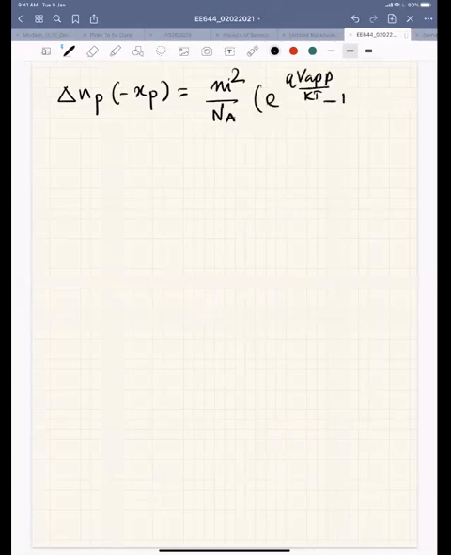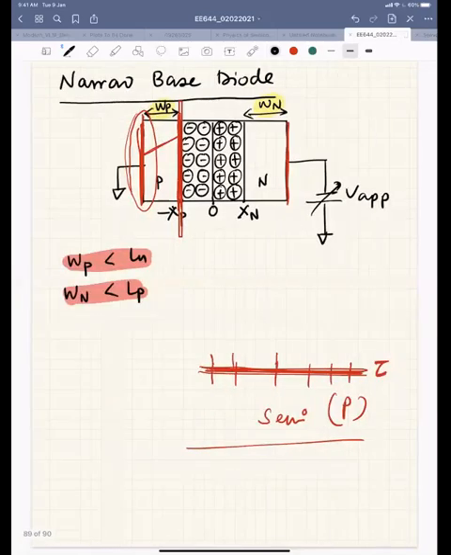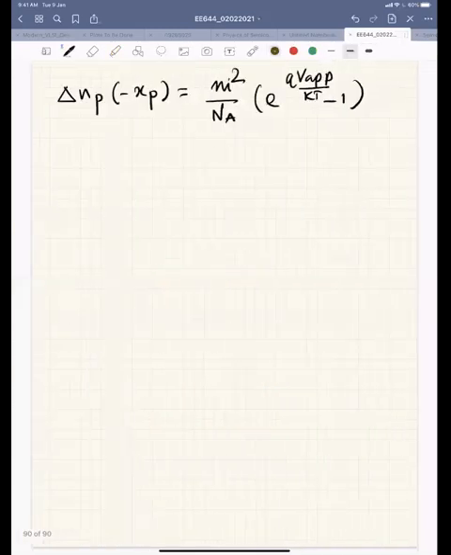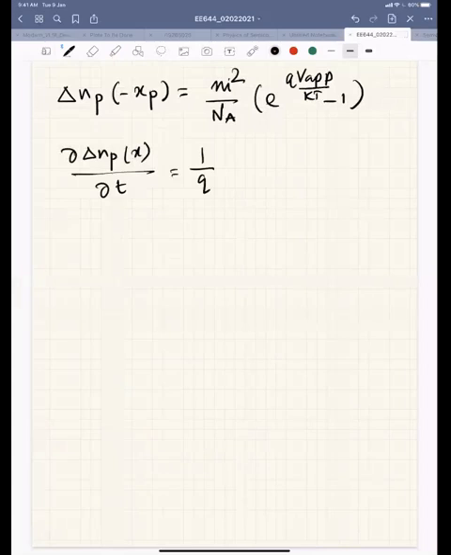This means I have excess minority carriers at minus xp at this point, right? And these electrons will diffuse. So if I write down the continuity equation, I'll have something like this: 1 by q, del Jn by del x plus g minus r. But here I don't have any generation, so this part will be 0. And because I have a very narrow base, I have very little recombination happening in the silicon, so I could also put it as 0, right?